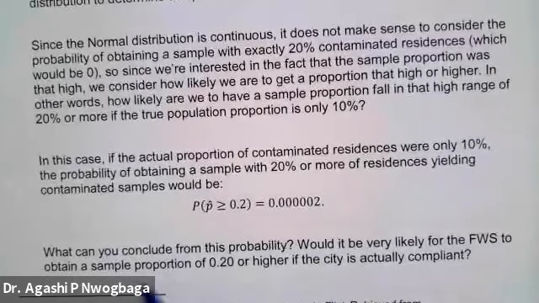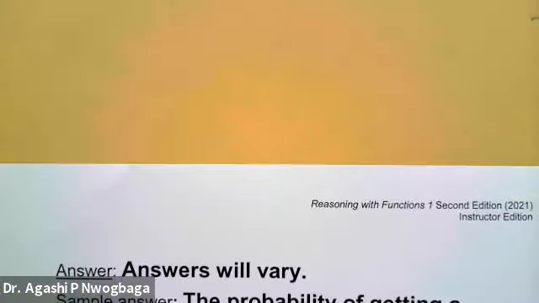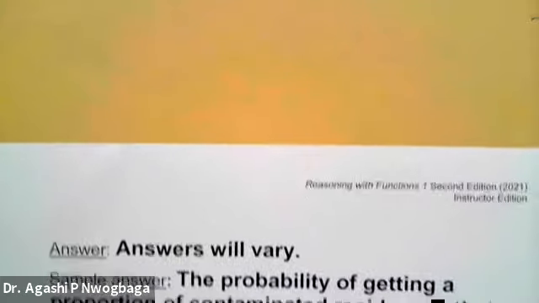So what can you conclude from this probability? Would it be very likely for the FWS to obtain a sample proportion of 0.20 or higher if the city is actually compliant? Is it very likely for this to happen? Answers here will probably be different. Let's look at possible answers. Answers will vary.